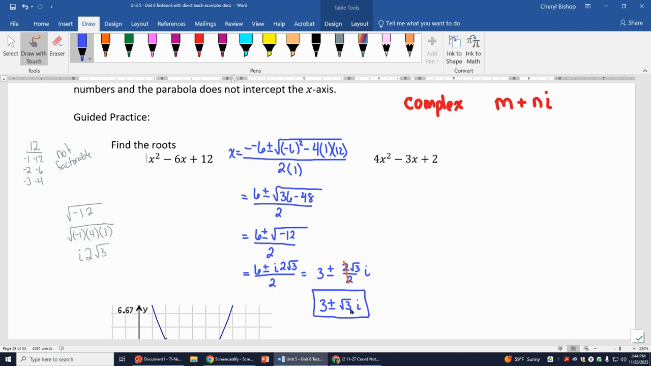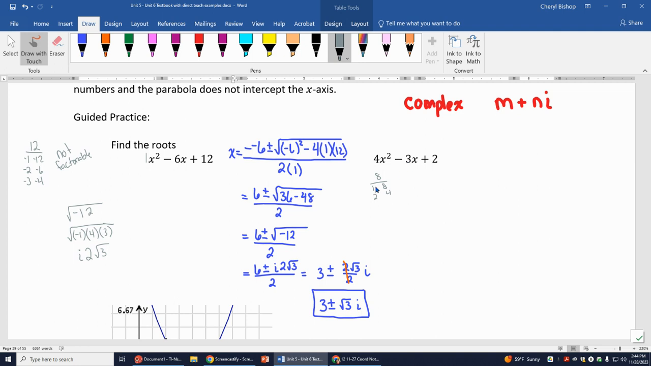Which again, we can't graph on a traditional graph because of the imaginary number. Okay, let's look at the second one. So again, if I were going to try to factor this one, I would take my 4 times my 2, which is 8. My multiples of 8 are 1 times 8 and 2 times 4.